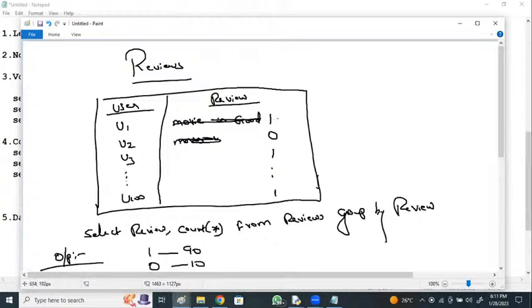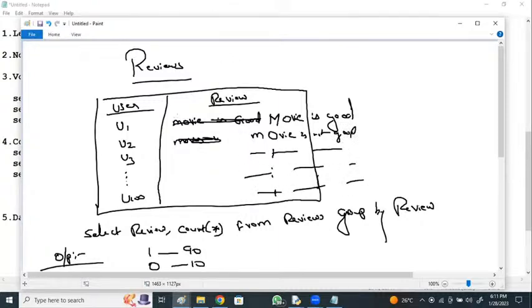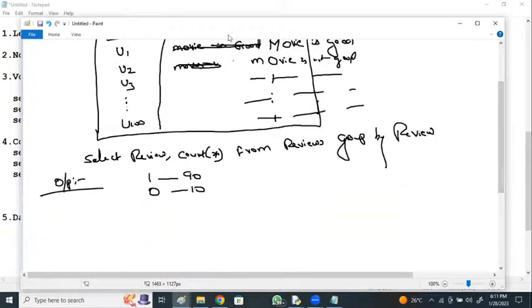But what if the reviews aren't given as zeros and ones? They give the reviews in their own text format. First person says the movie is good. Second person says the movie is not good. In this way they are giving the review in their own text format. Here, 90 people say the movie is good and 10 people say the movie is bad.